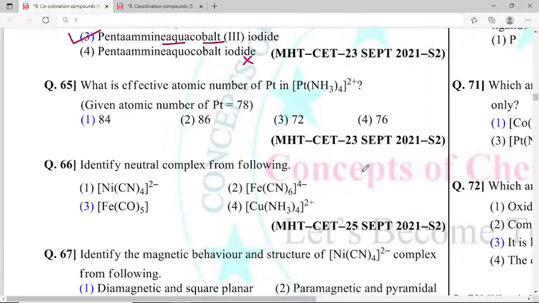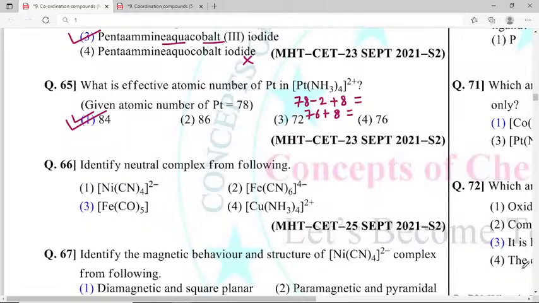Next, what is the effective atomic number of Pt in [Pt(NH3)4]2+? So what type of calculation is there? That's 78 minus the oxidation number of Pt, plus 2 and 8 times 4, which is 32. So 78 minus 2 is 76, plus 8, is equal to 84. Okay, so 84 is your answer.